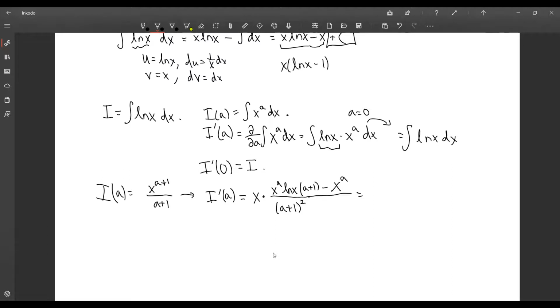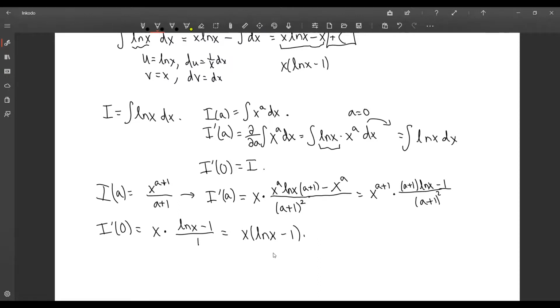And so I can factor out this x to the a, so we get x to the a plus 1 times, I guess, a plus 1 ln x minus 1 over a plus 1 squared. And then we take that formula and plug in a equals 0. We get x times ln x minus 1 all over 1, right? So this is just x times ln of x minus 1, which is the same thing we got before, right?